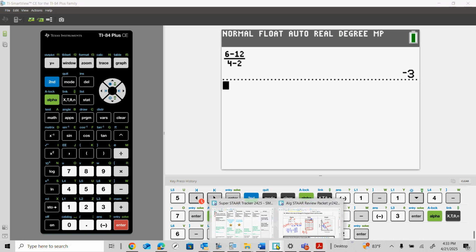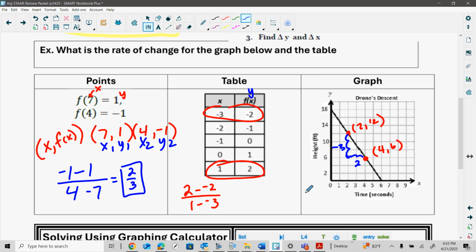Let's see, this came out to be a -3 slope. And if I go back to what I had, minus 2, some of you want to read this as -3 over 2, and that is wrong. Okay, use your formula to get the exact answer each time.